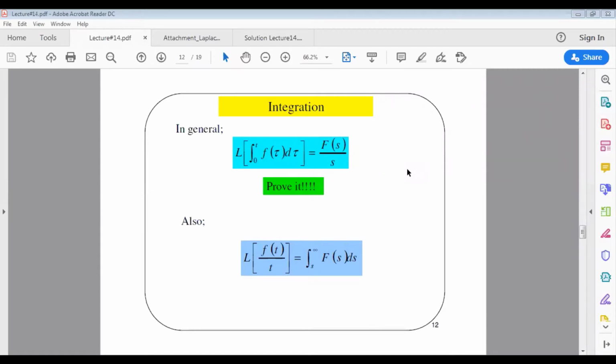f(t) in the time domain which is integrated, so we have the integral of f(tau) d tau, in which the integration is from 0 to t, the Laplace transform of this integrated signal is equal to F(s) divided by s. Let's have a look at this example for the integration property.